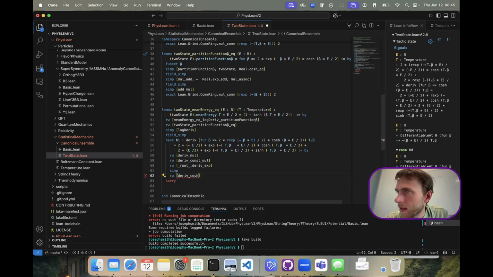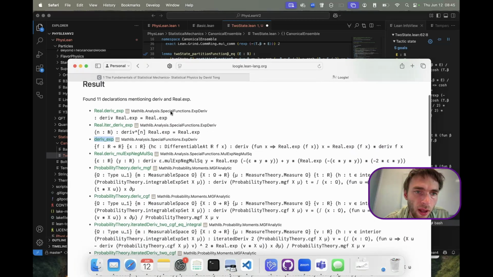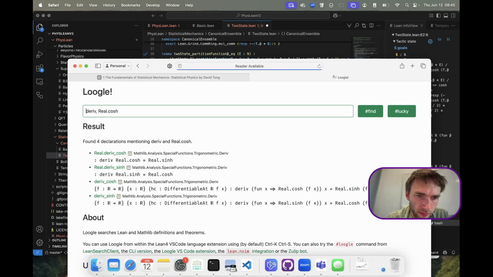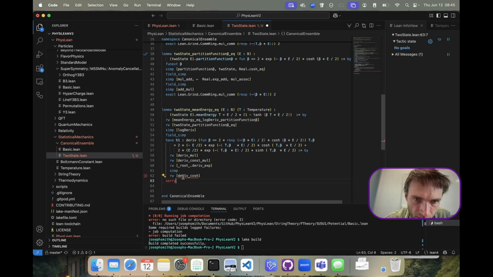So let's see, let's come back. I know I looked at this before, but we want to do derivative and we also want cosh. So it looks like we want this thing here. And I think that's what I typed. So let's see why this isn't working.